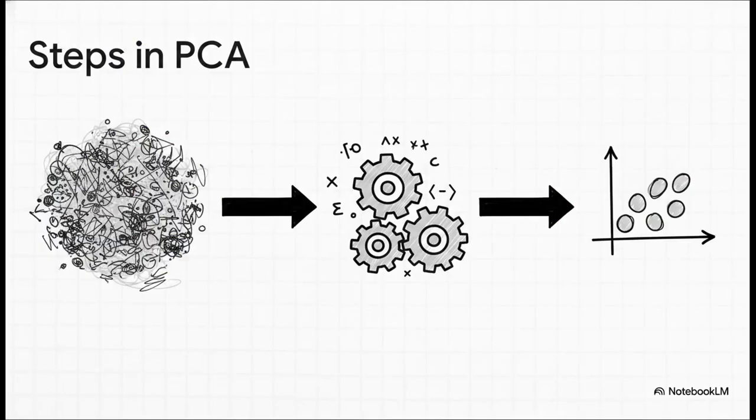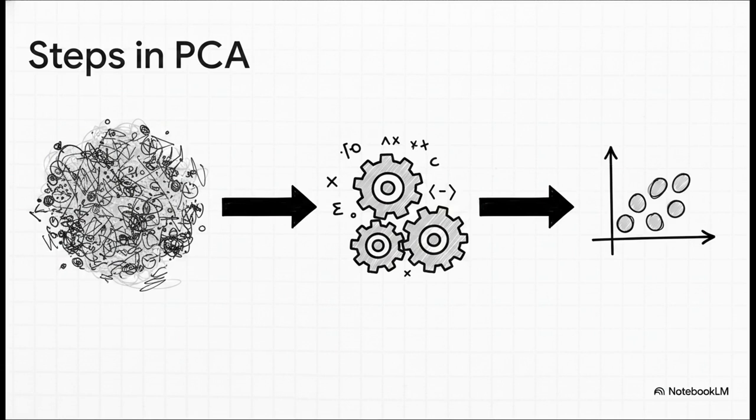And how does it actually pull this off? Through a pretty rigorous statistical process. You record the data, subtract the mean to center it, and determine a covariance matrix to see exactly how all these variables relate to each other. Then you calculate eigenvalues and eigenvectors, which honestly is just a fancy mathematical way of finding the directions of maximum variation in your data.